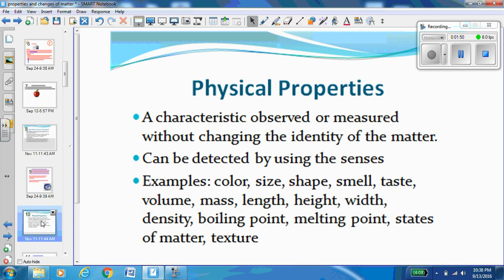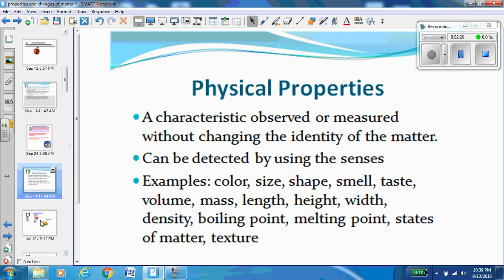We could have also measured something about that apple, such as its mass or the length of the apple. These are characteristics that you can measure, which are also physical properties. Any physical property of matter can be detected by using your senses. The examples that we see here are color, size, shape, smell, taste, volume, mass, length, height, width, density, boiling point and melting point, state of matter, and texture. All of these are good examples of physical properties.